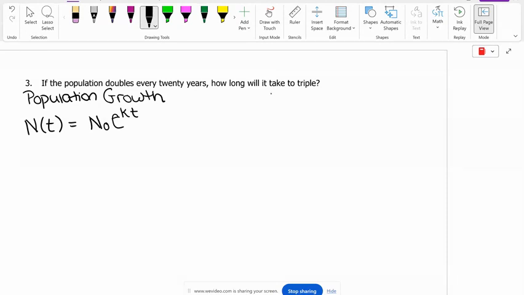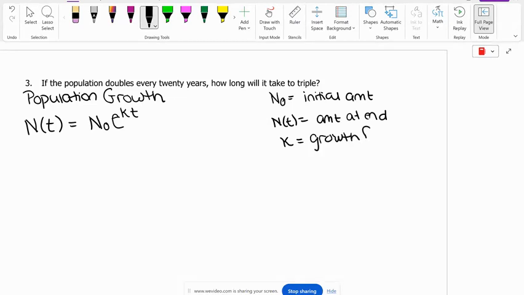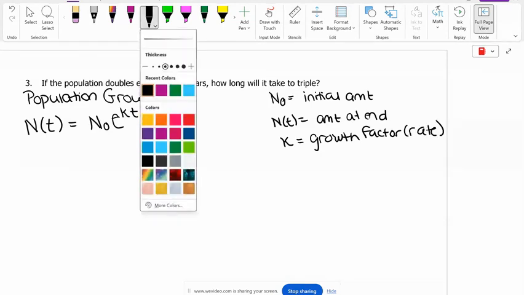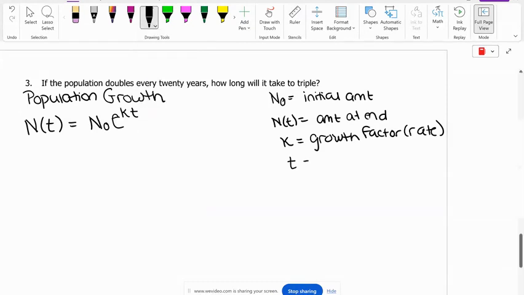All right, let's just rewrite this out because it's been a minute. We know N sub 0 is the initial amount. N of t is the amount at the end. K is the growth factor or rate, however you want to call it, and t is time.